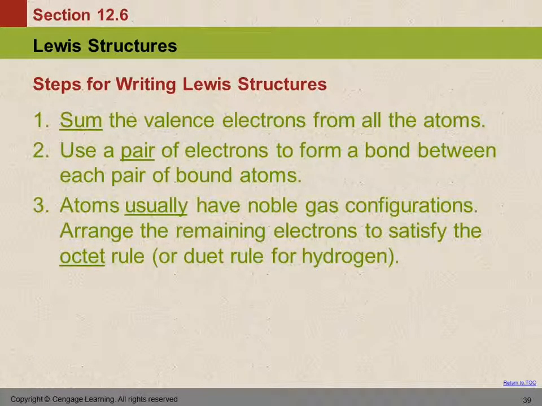So we have steps for writing these Lewis structures. The first thing is to add up the valence electrons from all the atoms, and we're going to do some examples. Then we're going to put a pair of electrons to form a bond between each pair of atoms, because something has to be sticking them together. And then usually the atoms are going to have noble gas electron configurations, in other words, 8 electrons. So we're going to take the remaining electrons and distribute them around so that we get an octet. So the octet rule applies to everybody except for hydrogen. For hydrogen, he has a special rule called the duet rule.